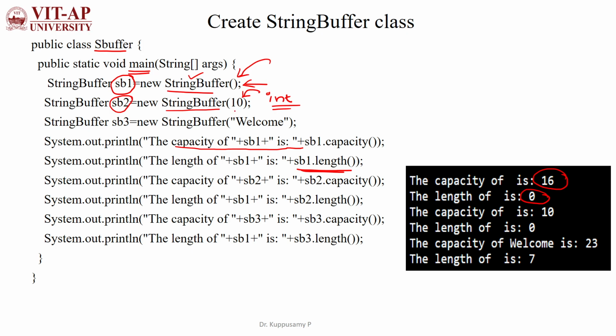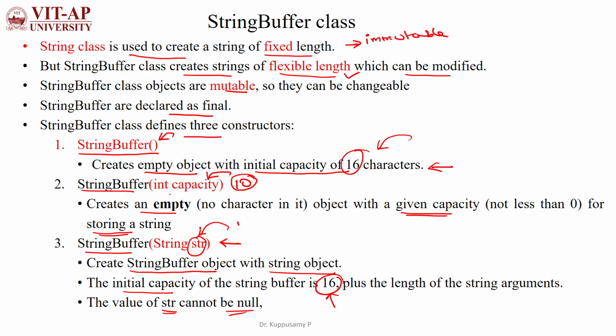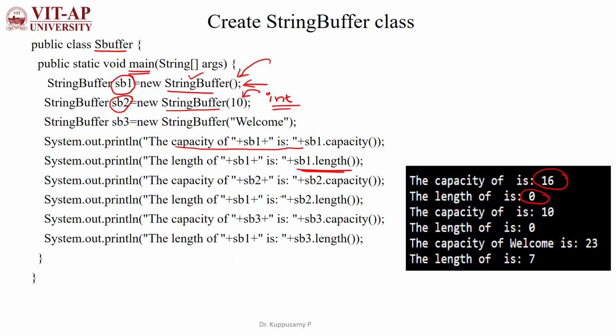As per the statement, whatever capacity we assign here will be given to store that particular string. So when you check the capacity of the variable sb2, whatever integer value we assigned is the capacity of that StringBuffer, right? And the length of this string is 0, because we passed no string here.